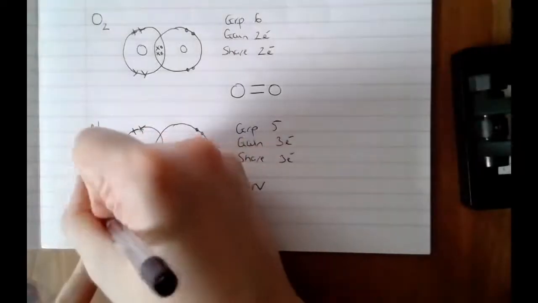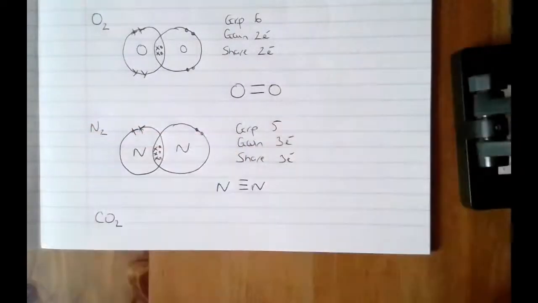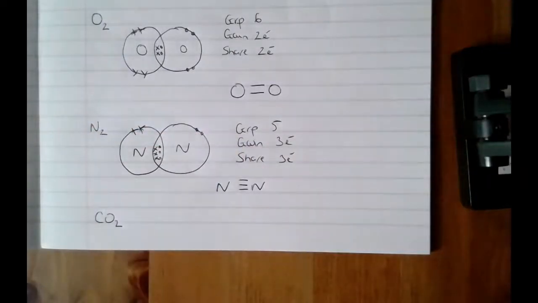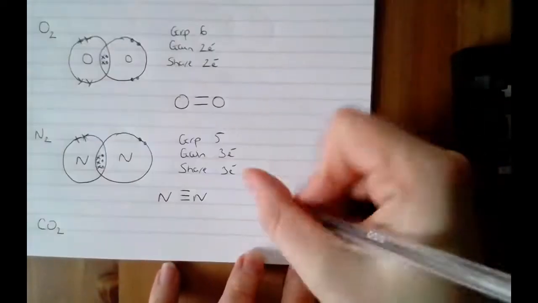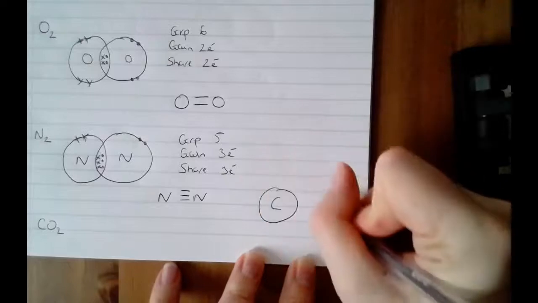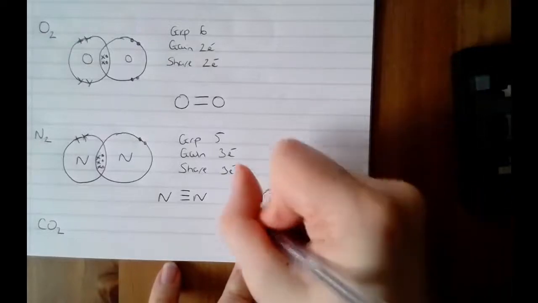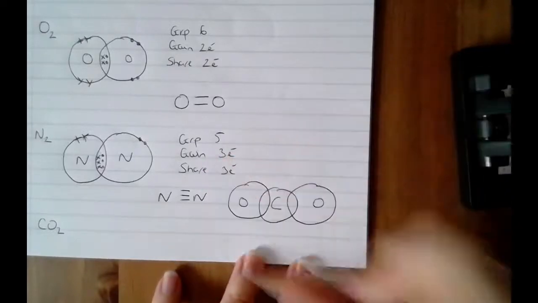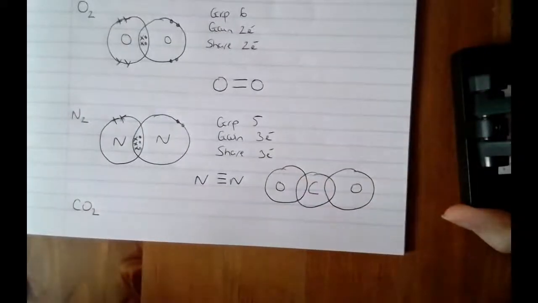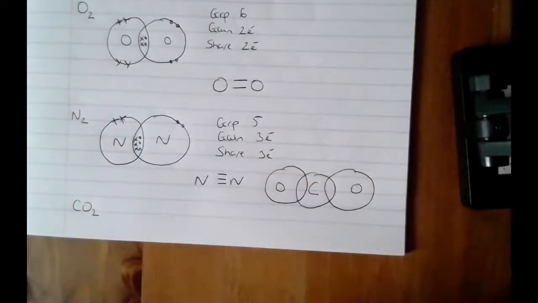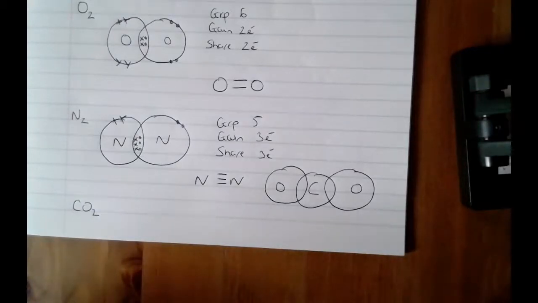Have a go at just drawing CO2 for yourself. Okay, so you're going to put carbon in the center and oxygen on either side. Actually, I'll start it off for you. You're going to put carbon in the center. You'll have an oxygen on either side. See if you can fill in the dots and crosses. Remember, carbon needs to share 4 electrons in total. Each oxygen needs to share 2. Have a go and see if you can draw that for yourself.